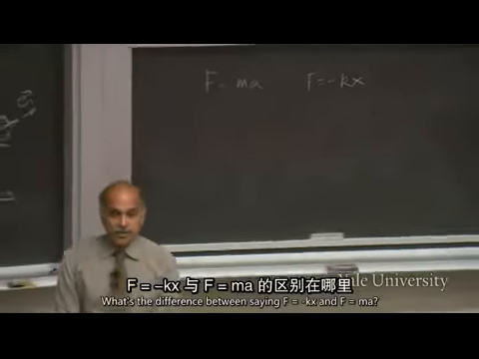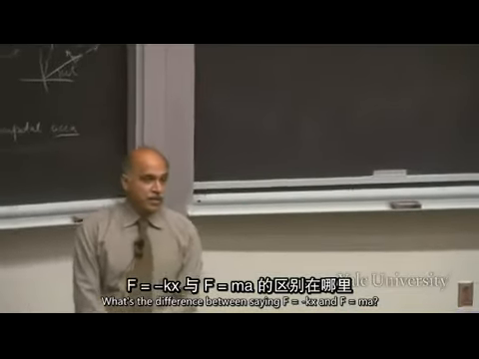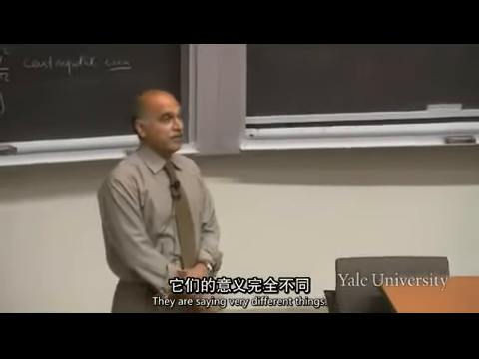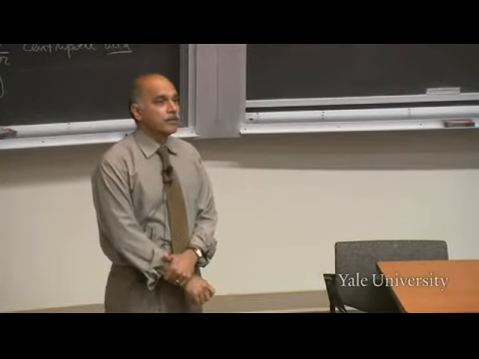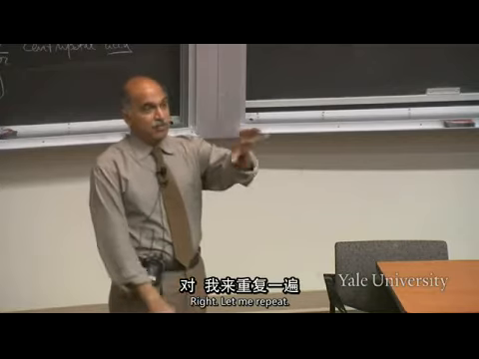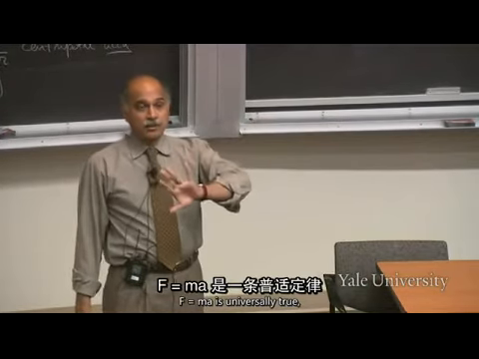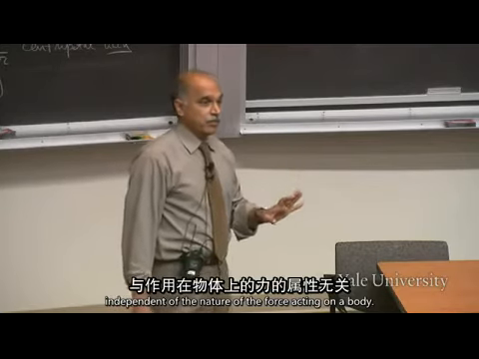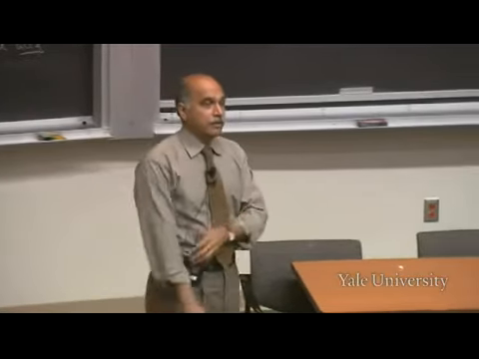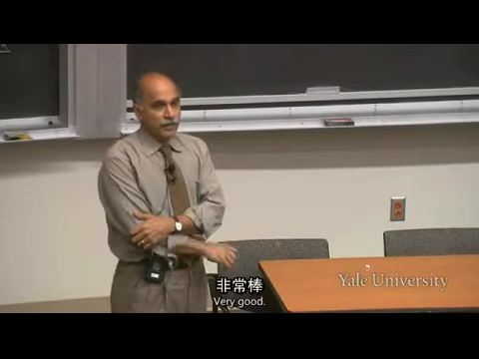What's the difference between saying F is minus kx and saying F equals ma? They're saying very different things. F equals ma is a universal law. Let me repeat: F equals ma is universally true, independent of the nature of the force acting on a body. And F equals minus kx is only describing how a spring works. Very good. That's the whole point.